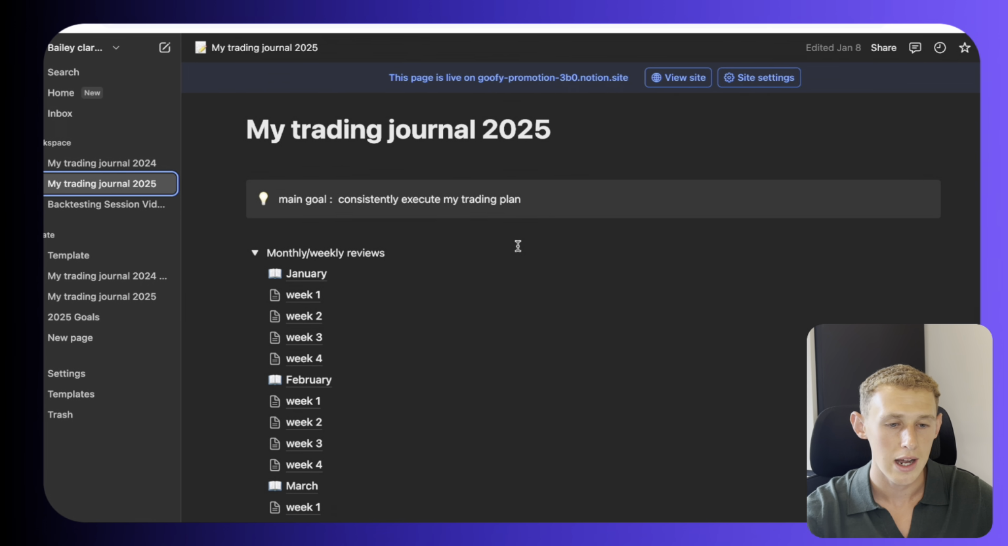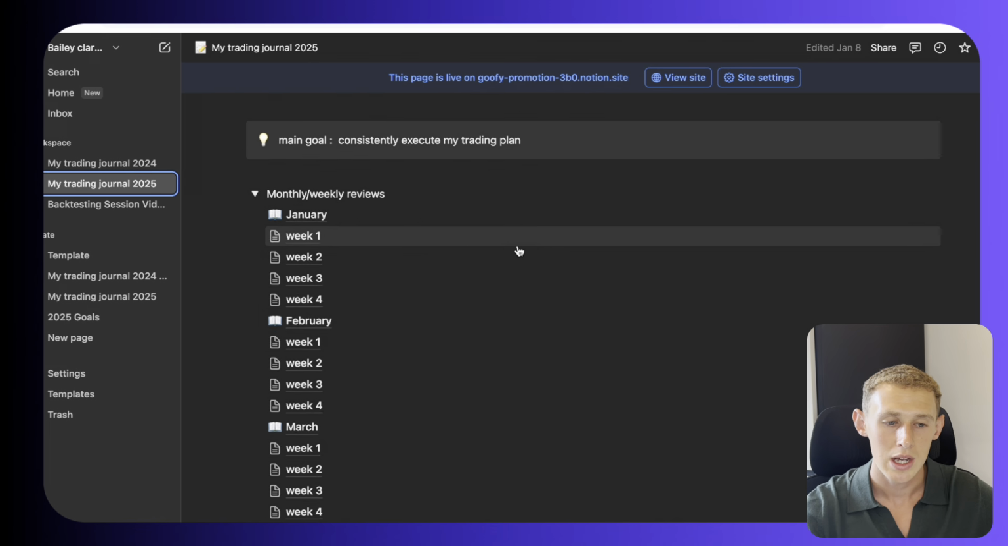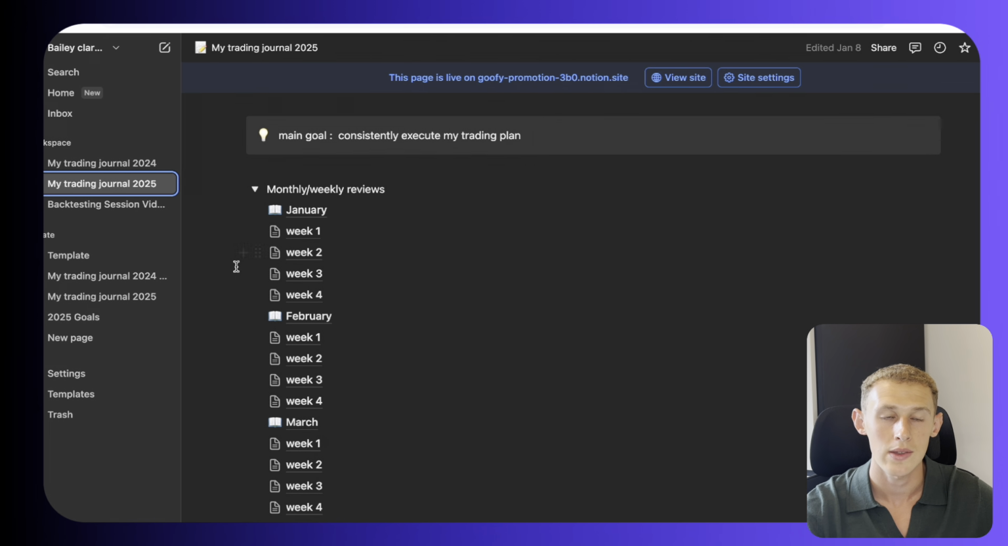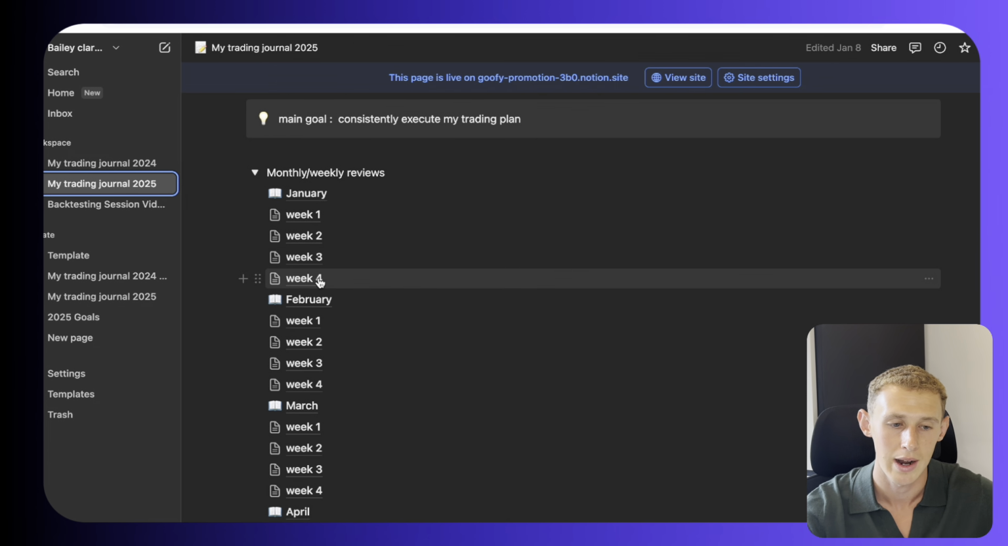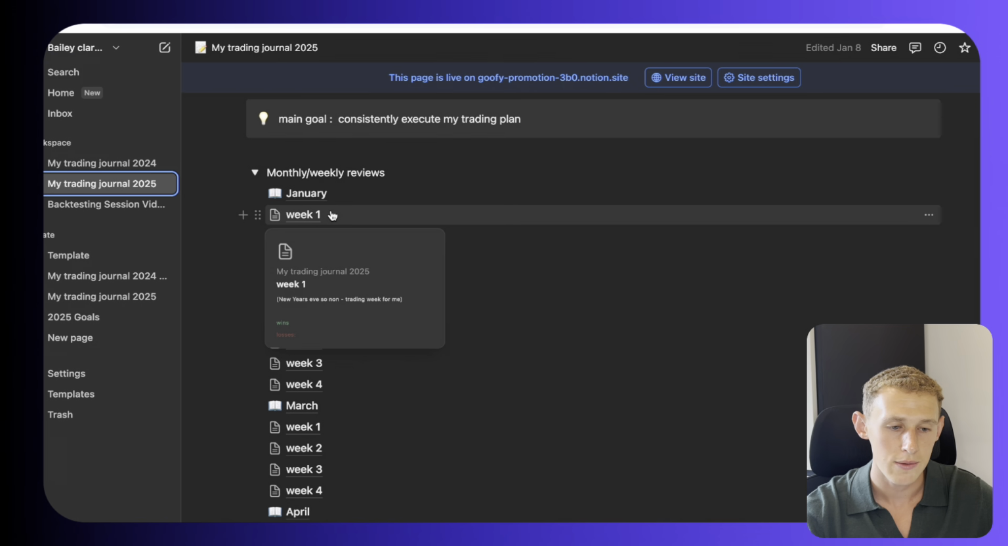Now, if we take a look here, I've got my Notion template for this up. I'm also going to leave this template for free in the description below as well, so you guys can download it. But essentially what we're looking at is, if we go into one of these, you've got these weeks and you've got the months.